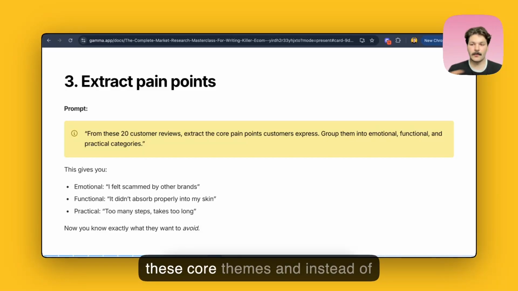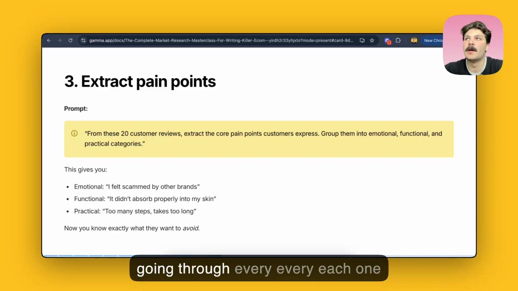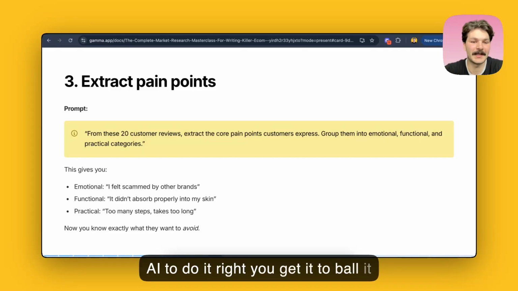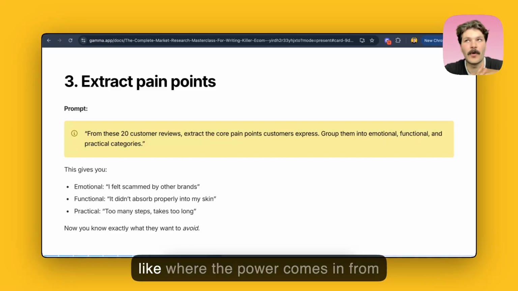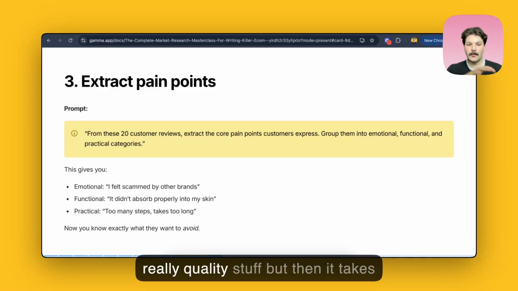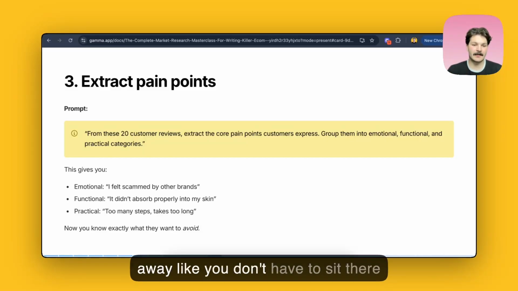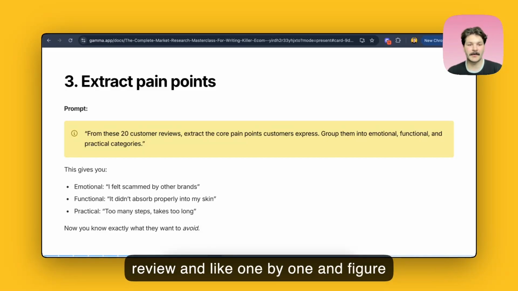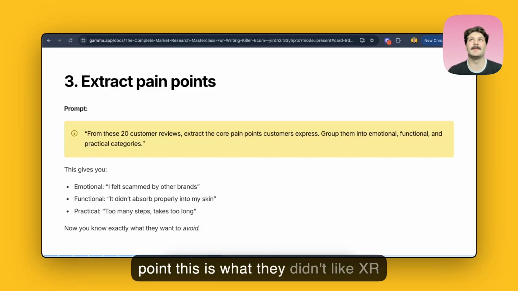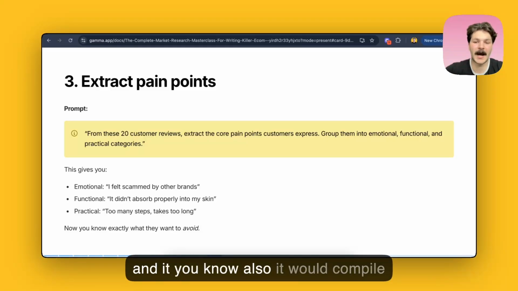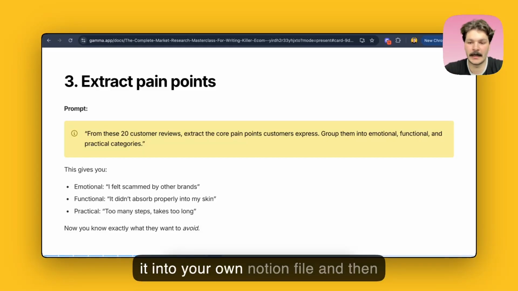You're just pulling these core themes, and instead of going through each one of the reviews one by one, you just get AI to do it, right? You get it to boil it down to the core points. And this is where the power comes from, because you want to feed it really quality stuff, but then you don't have to sit there for hours and read through each review one by one and figure out, oh okay, this is the core pain point, this is what they didn't like, etc. You just have it do it really fast, and it also compiles it into your own Notion file.